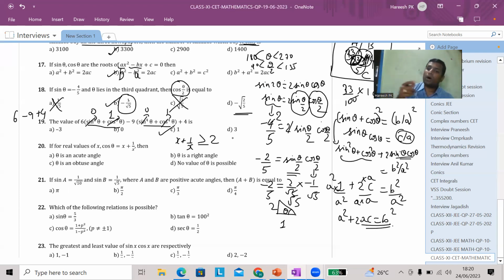Now, in this question, they're saying cos theta is equal to x plus 1 by x. Now, I know that this is greater than or equal to 2. But cos theta can never be greater than 1. So cos theta is less than or equal to 1. And this is greater than or equal to 2. So, can a number which is less than 1 be equal to a number which is greater than 2? Impossible, right? So that means it is not possible for any value of theta.